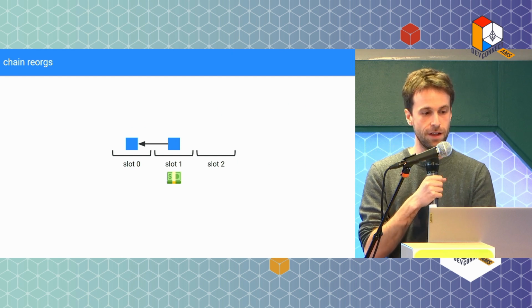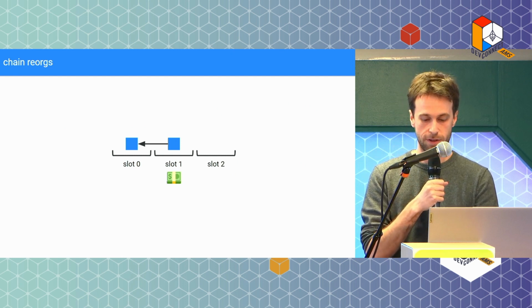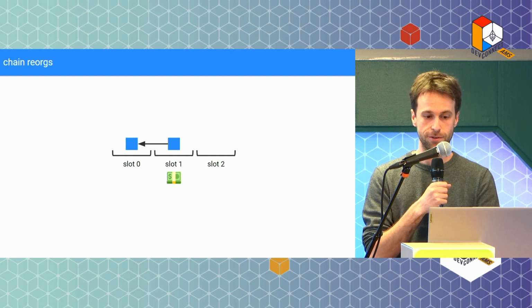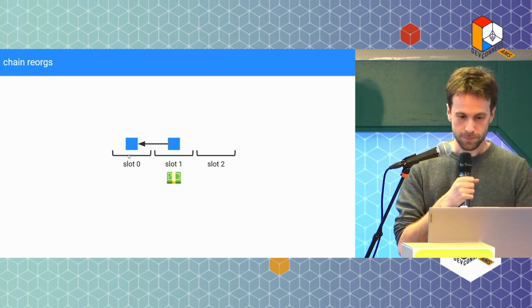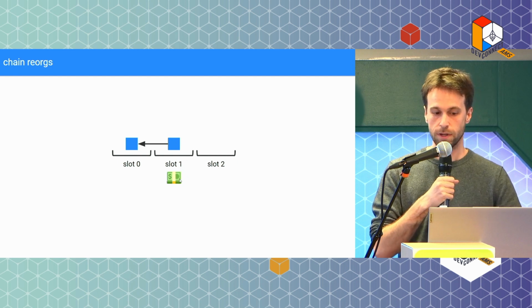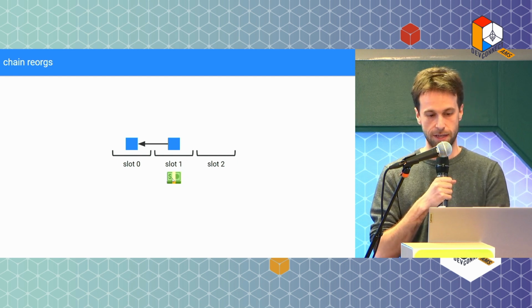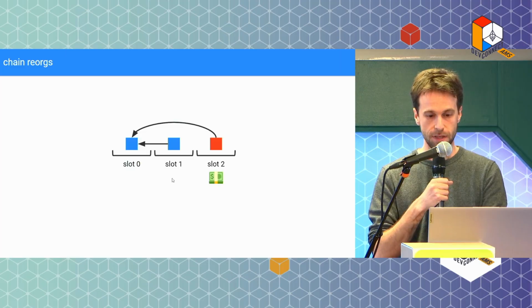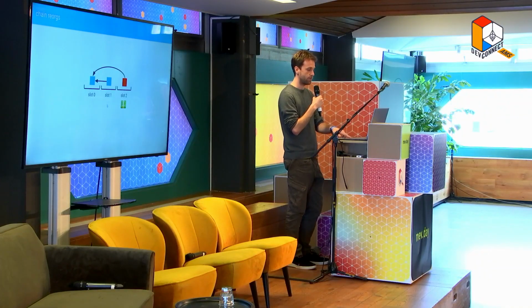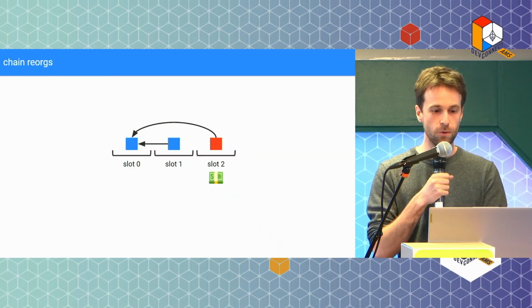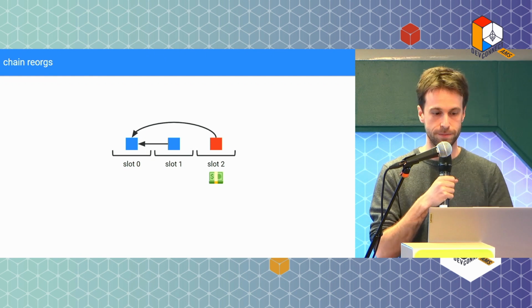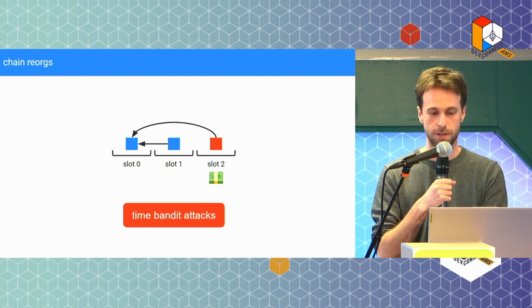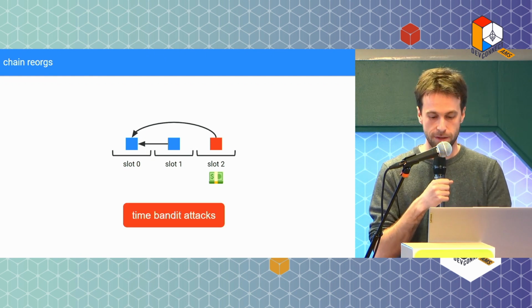Okay, another problem with layer 1 MEV is chain reorgs. So this is very simple. We have some MEV at slot 1, represented by the cash icon here. And the proposer at slot 2 says, I want this MEV for myself. What I'm going to try and do is build on the parent, kind of rewriting history. And this is called a time-bandit attack, right?